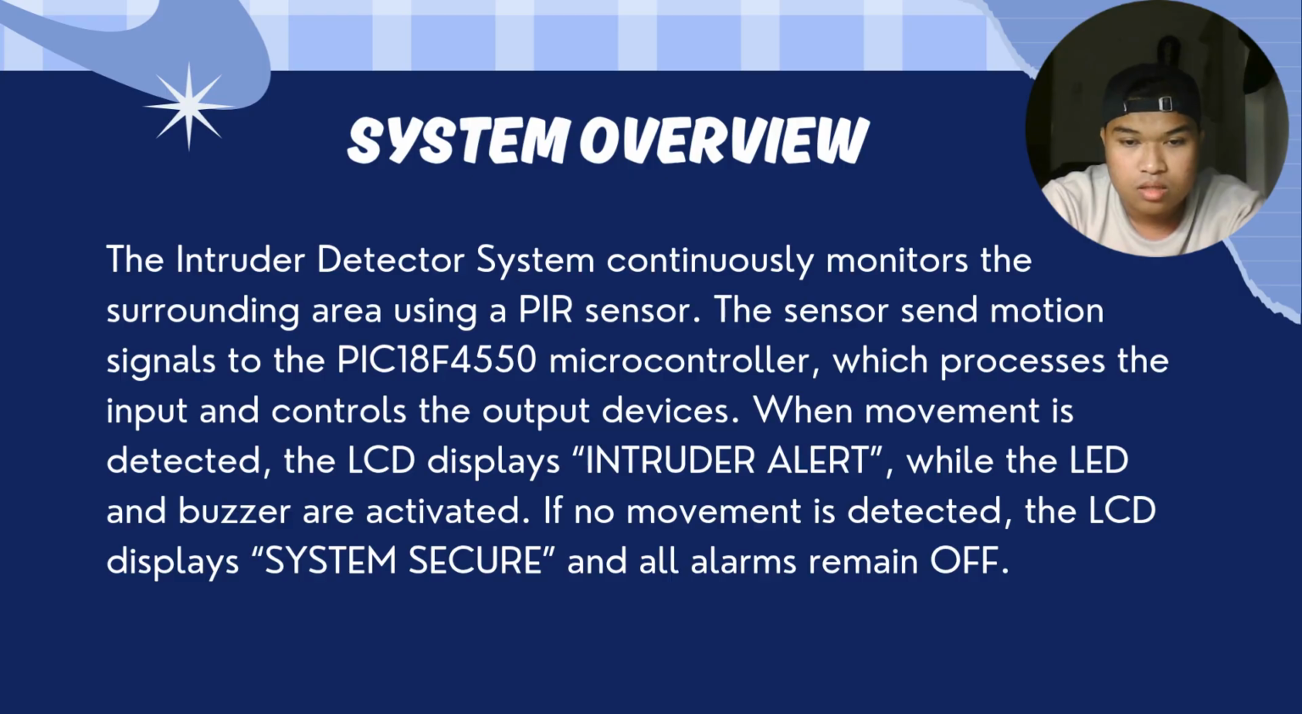The intruder detector system continuously monitors the surrounding area using a PIR sensor. The sensor sends a motion signal to the PIC 18F4550 microcontroller, which processes the input and controls the output devices. When movement is detected, the LCD displays intruder alert while the LED and buzzer are activated. If no movement is detected, the LCD displays system secure and the alarm remains off.